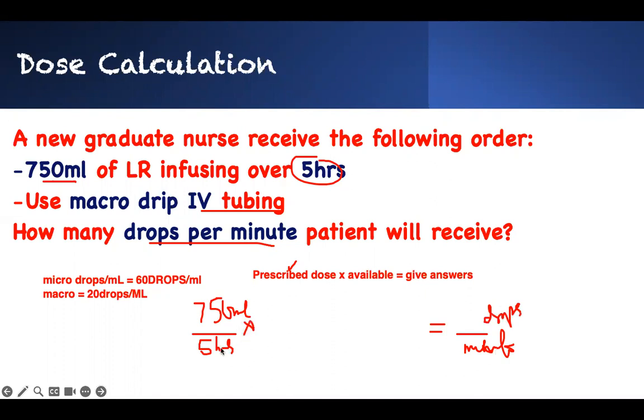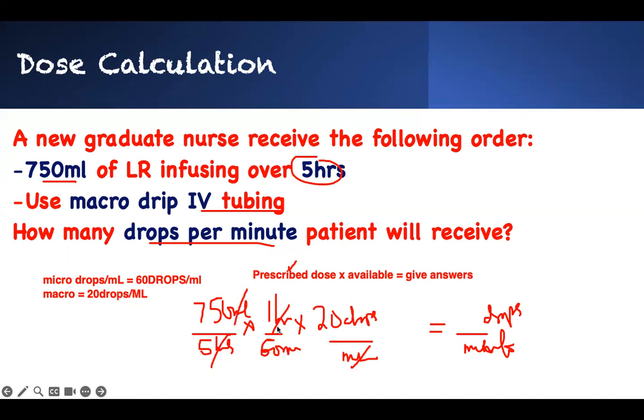Now, if I need minutes, I need to convert these 5 hours into minutes. So I have 1 hour into what? 60 minutes. That means this hour cancels that. Then I bring my available dose. What is the available dose? It's the macro. The macro, I told you, is 20. And I need to have drops on top. So 20 drops, I put it here per what? ml, right?